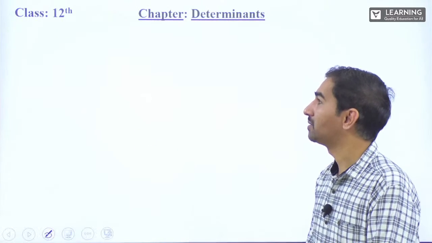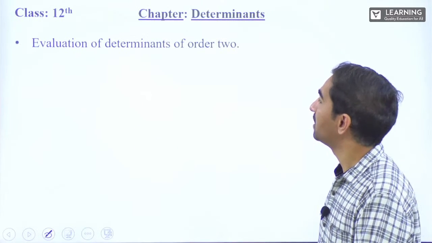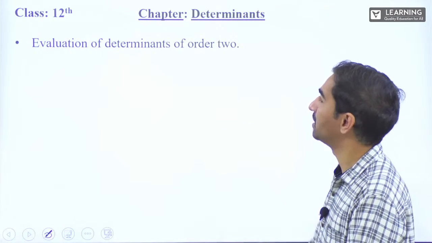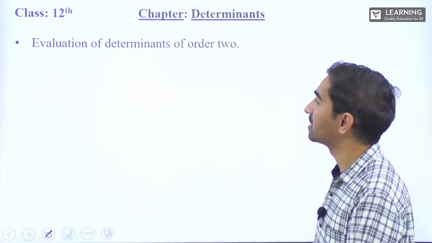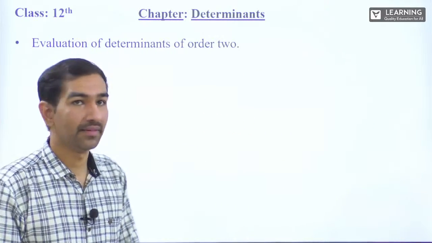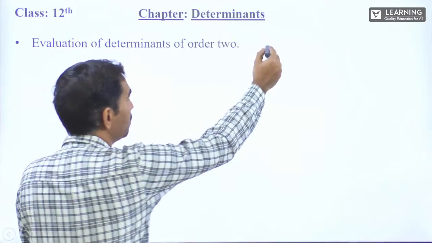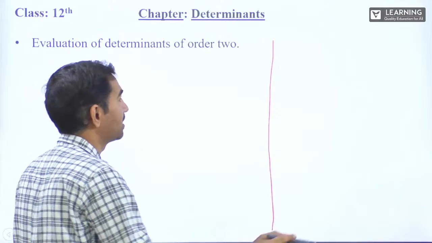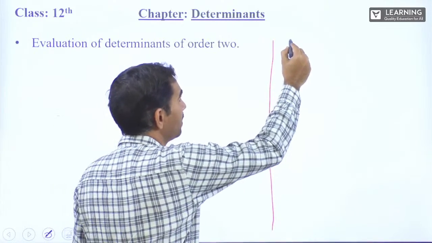Let's go to the next one: evaluation of determinants of order 2. Now students, before we start, there is one example here. Before we start with that example, on this side we'll start. How do we solve order 2 cross 2? Here we'll take a general matrix, a generalized matrix in standard form.